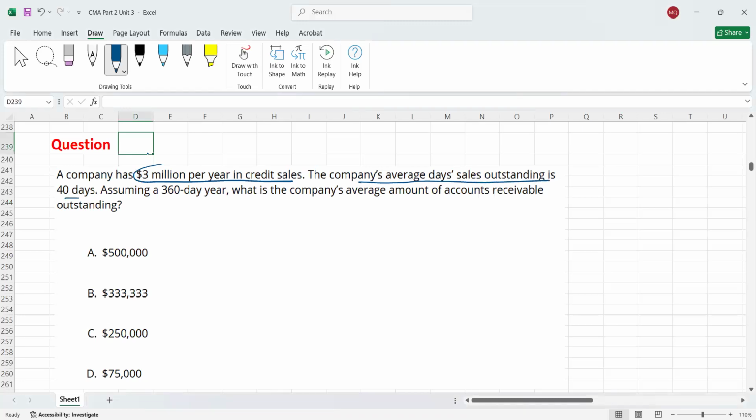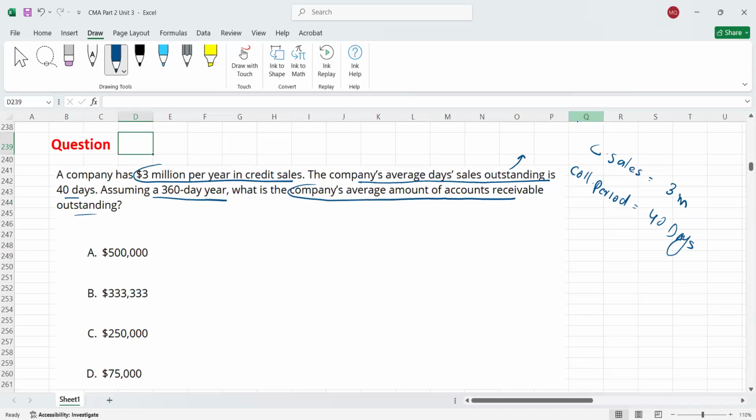So this is the collection period. I'm just writing information. Credit sale is $3 million, and collection period is 40 days. Now, assuming a 360-day year, so not 365, 360 days. What is the company's average amount of account receivable outstanding?